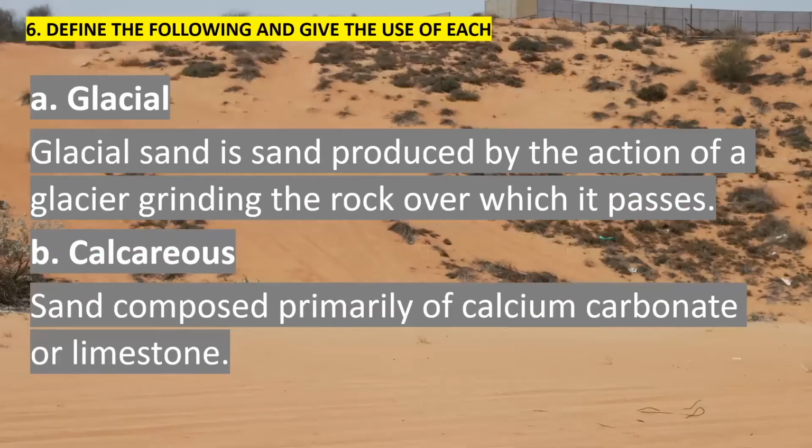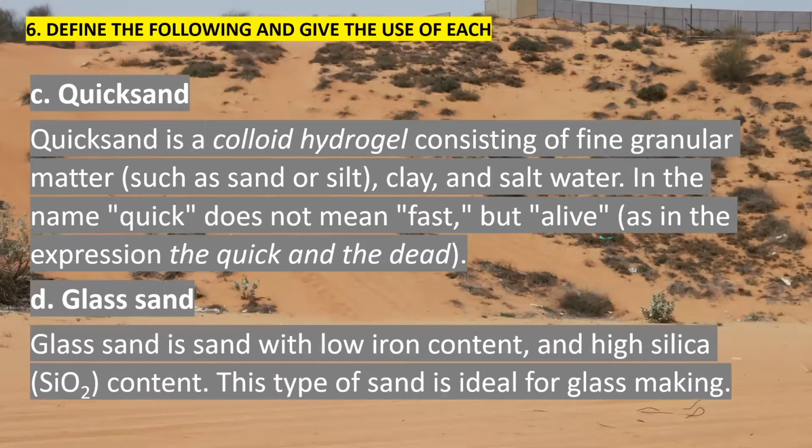Okay. So let us define the following. Glacial sand is sand produced by the action of glaciers, grinding the rock over which it passes, and then the calcareous sand composed primarily of calcium carbonate or limestone. And then the quicksand, which is a colloid hydrogel consisting of fine granular matter such as sand or silt, clay, and salt water. In the name, quick does not mean fast, but alive, as in the expression the quick and the dead. Glass sand is sand with low iron content and high silica content. This type of sand is ideal for glass making.